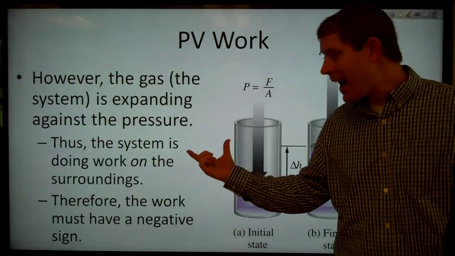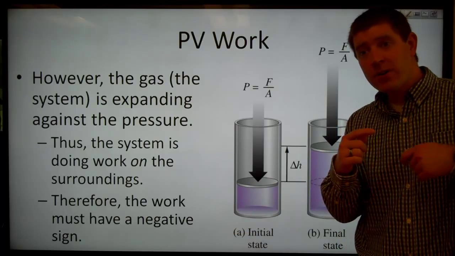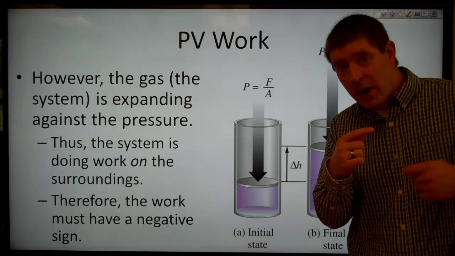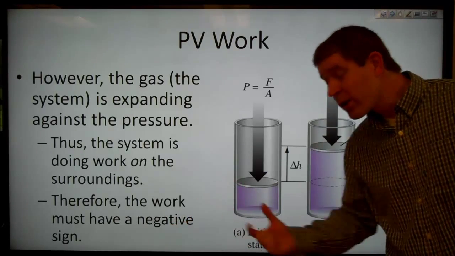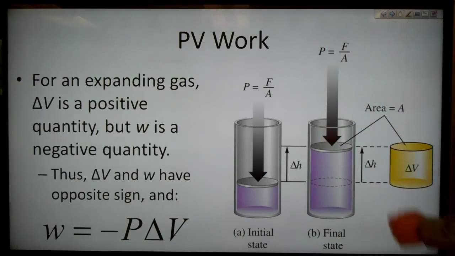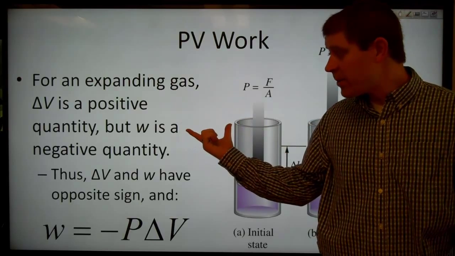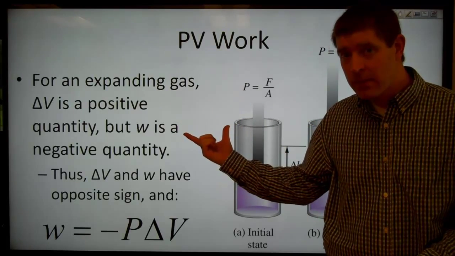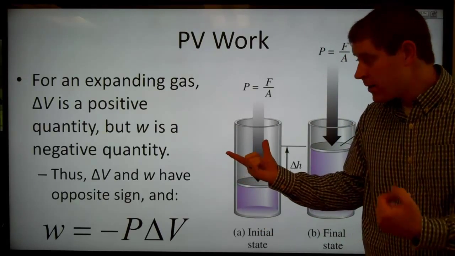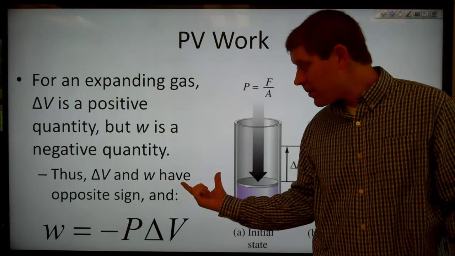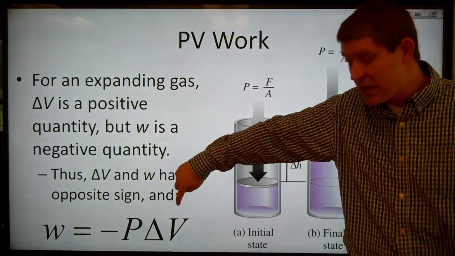So the system is doing work on the surroundings. But if the system is doing work on the surroundings, that means that the amount of work that the surroundings does on the system has to be a negative value. So we need to put in a negative sign. For an expanding gas, delta V is a positive quantity, but W is a negative quantity, because work isn't being done on the gas, work is being done by the gas on the surroundings. So delta V and W have opposite sign, and that means we have to put this negative sign in there. So now we have W equals minus P delta V.